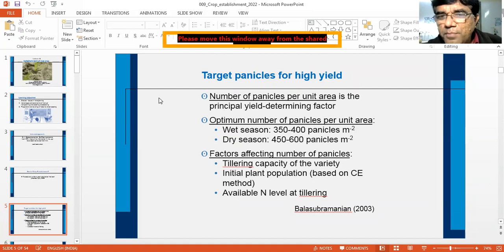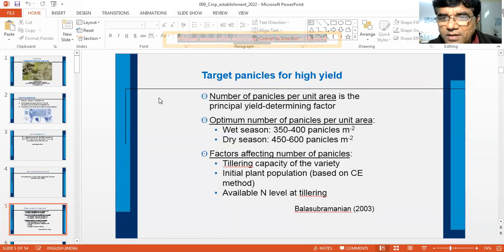So you need more number of panicles per meter square. Then factors affecting number of panicles: tillering capacity of the variety. It is important how much tillering happens in a particular variety. Initial plant population based on crop establishment method and available nitrogen at tillering.